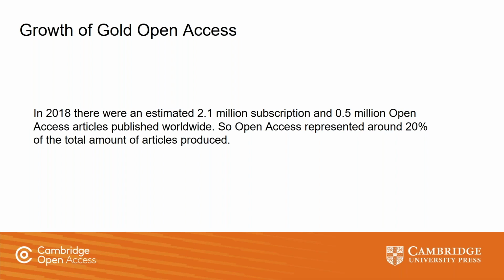So there has been massive growth in Gold Open Access, particularly since 2006, when PLOS One was established. In 2018, there is now an estimated 2.1 million subscription, but 0.5 million open access articles published worldwide. So that means that open access represents around 20% of the total amount of articles produced.